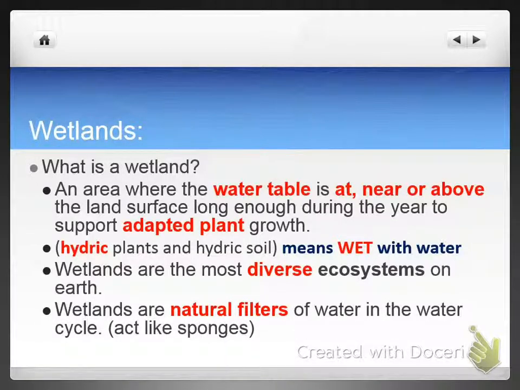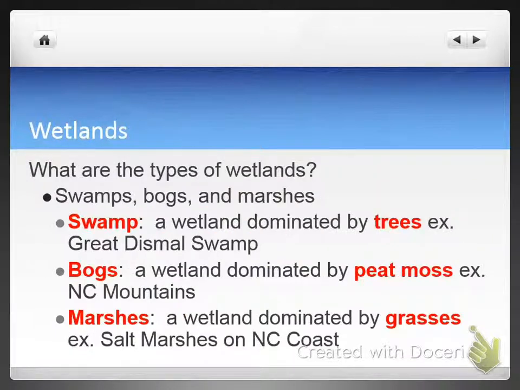Wetlands are natural filters of water in the water cycle. They act like sponges, and as they take the water in and let it trickle down, the upper layers of the soil will hold on to the pollutants and not let them filter down. Or if the water is like a stream that runs through the wetland, it will collect the pollutants in the soil and the water will run on through.